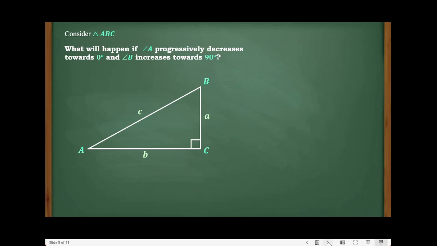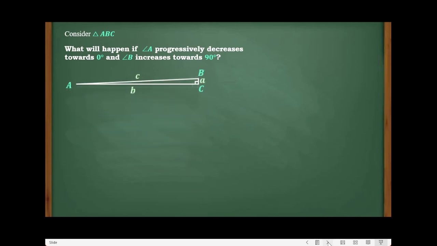Now, let us use the animation effect from this PowerPoint in order for us to find out what will really happen if progressively angle A and angle B decrease and increase respectively. Okay, here goes. So what you see right now is a right triangle that approaches nearly a straight line. Okay?